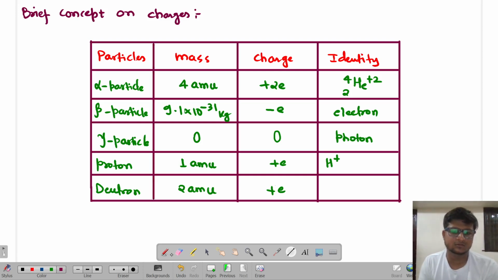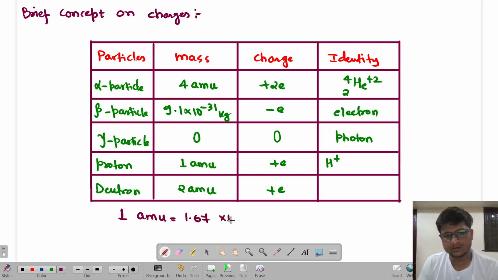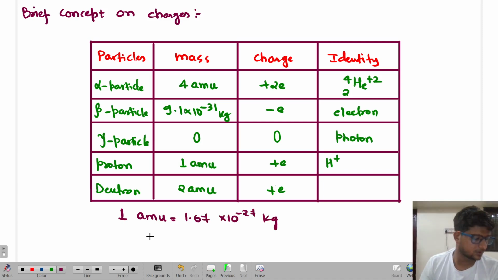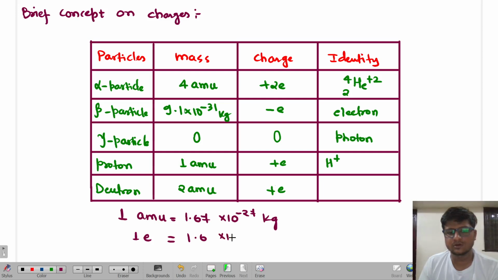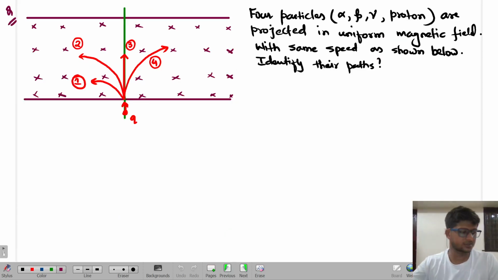Mention it. Okay, 1 AMU is written as 1.67 into 10 to the power of minus 27 kg, and 1 e means 1.6 into 10 to the power of minus 19 coulombs. Now, based on this idea, first write it and then tell me which one of these particles these are.